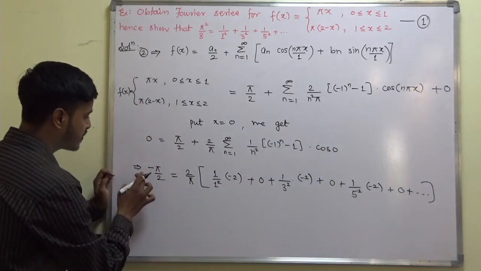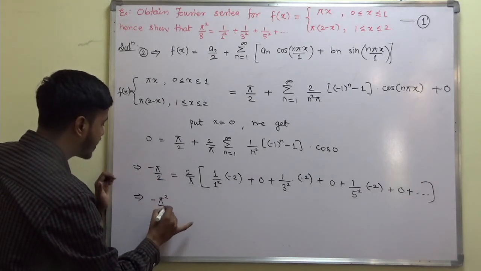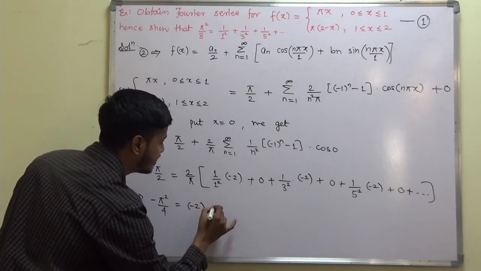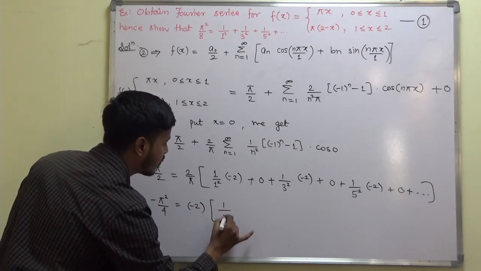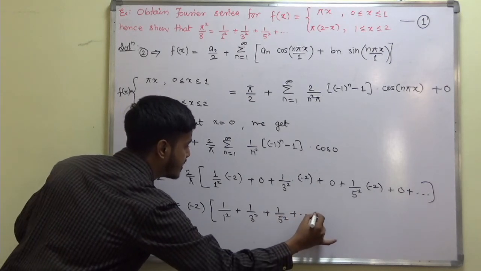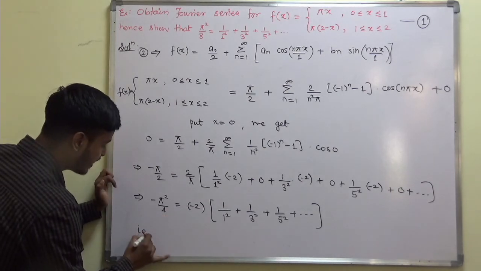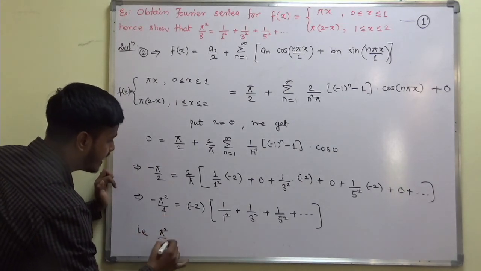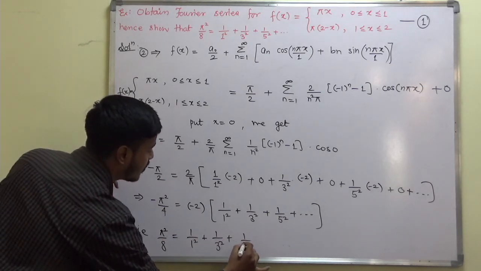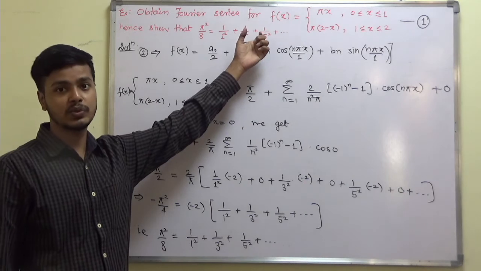Now you take this to here. So it becomes minus minus minus pi square by 4. And here you can take minus 2 common, and we remain with 1 upon 1 square plus 1 upon 3 square plus 1 upon 5 square plus and so on. Okay, taking this minus 2 over here, you can write that pi square by 8 is equal to 1 upon 1 square plus 1 upon 3 square plus 1 upon 5 square plus and so on. And this is the result we wanted to show.